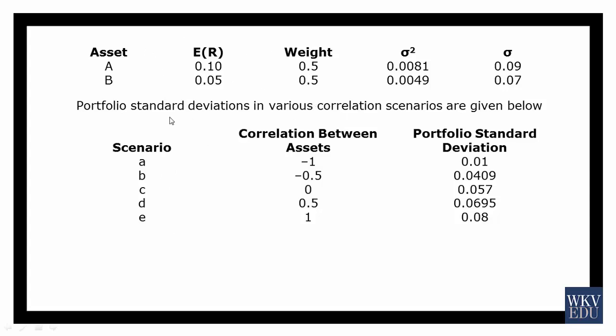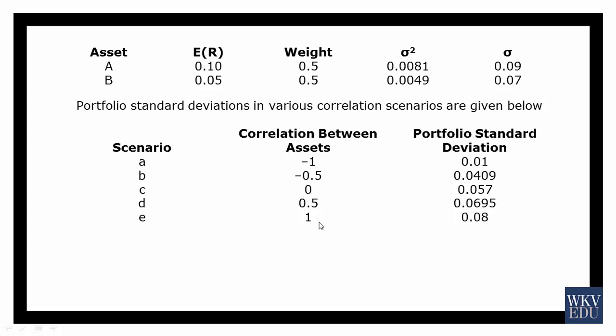With perfectly negative correlation, the standard deviation of the portfolio is lowest at 1%. The negative covariance term significantly offsets the individual variance term. With a correlation of minus 0.5, the standard deviation is not at its lowest, but it's still relatively low at 4.09% due to the negative covariance term. With zero correlation, we have a portfolio standard deviation of 5.7%, which is higher than the one with negative correlation, but lower than the one with a positive correlation.